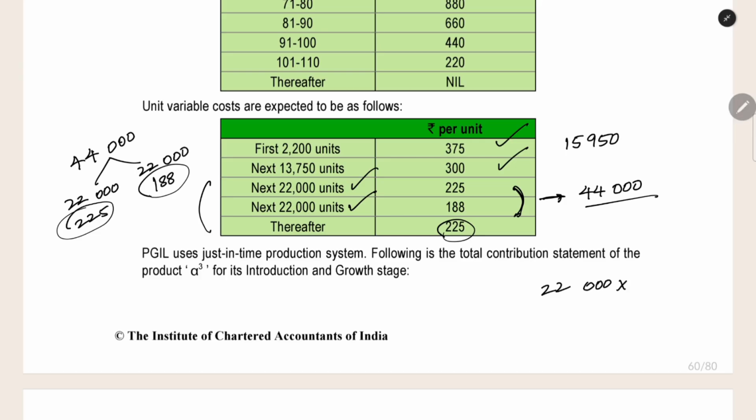For 44,000 units in the maturity stage, the first 22,000 units will have a variable cost of 225, and another 22,000 units will have a variable cost of 188. In the decline stage, all the units will have a variable cost of 225. Now, this data we found out. Now we can see the solution.